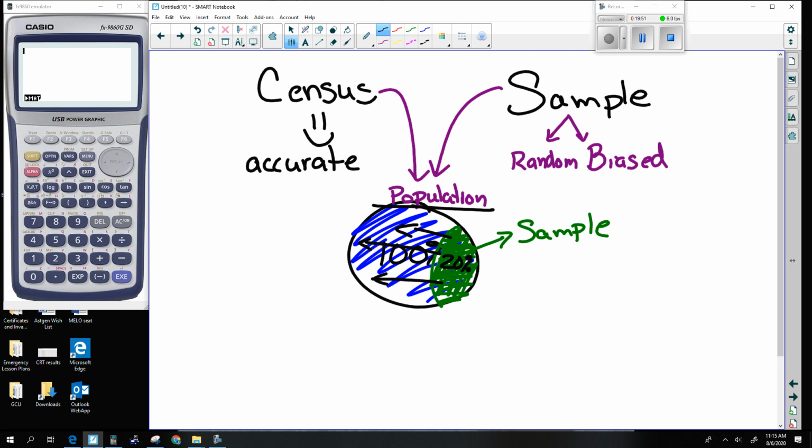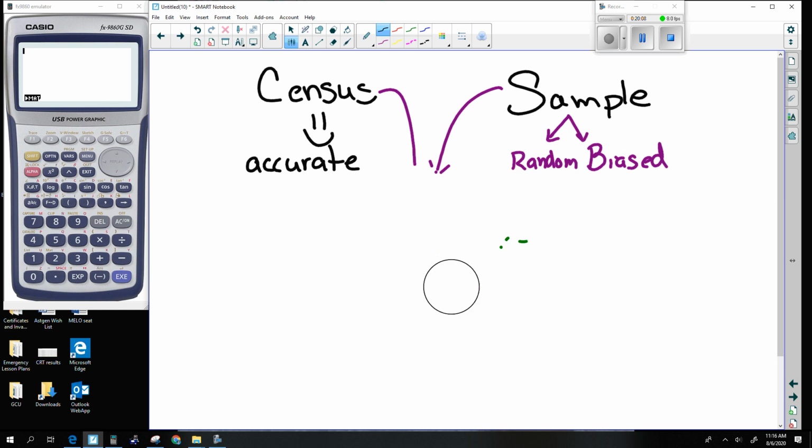Where a sample will say about 15%, based upon whom we asked, we got an answer of 15%. Now, samples are less accurate. Now, why would you ever take a sample? If censuses are so accurate, why would we settle for anything less accurate?